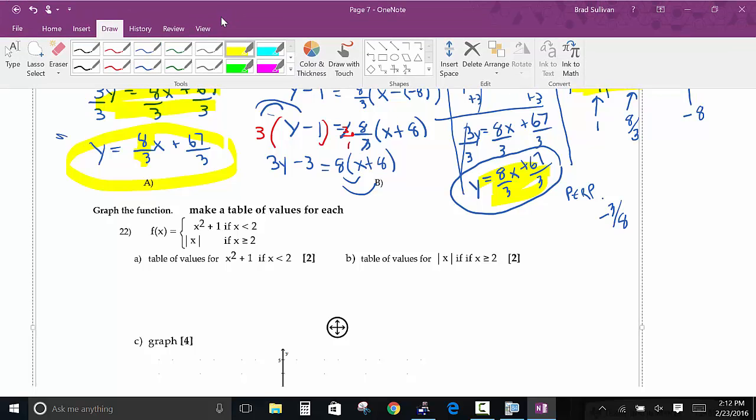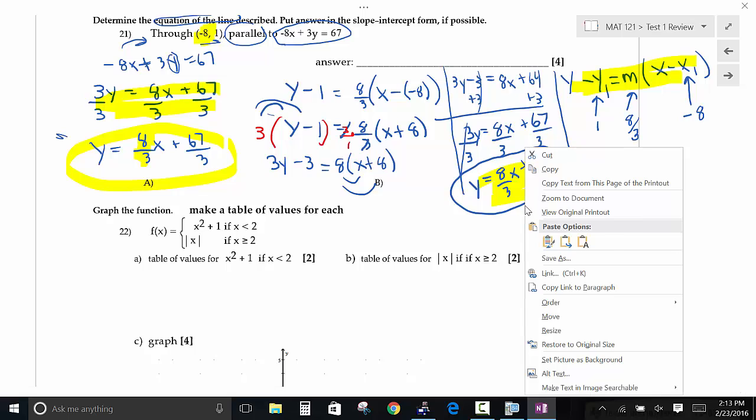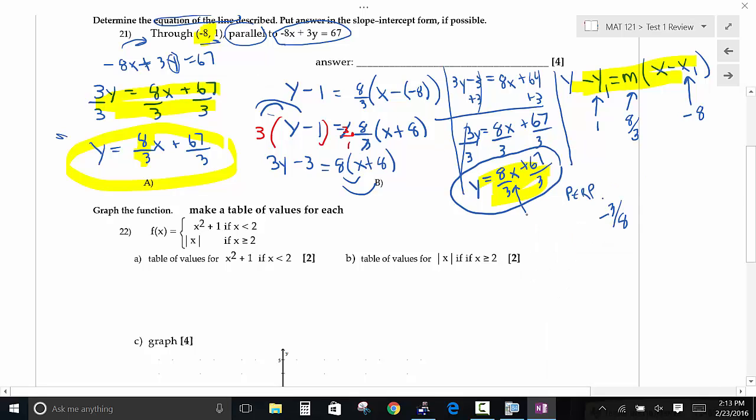All right, now I want to mention one thing on this, too. You could take the point that I gave you, which was -8 and 1. If you did a problem like this on a test and you wanted to find out if you're right, it's not hard to do. You plug in the -8: you would have 8/3 times -8 plus 67/3, and then you see if that's equal to 1. Notice that's -64/3 plus 67/3, which is equal to 3/3. Look at that, it's equal to 1.